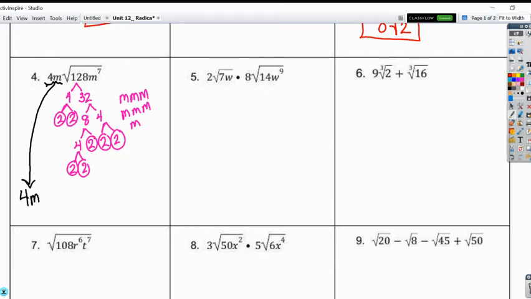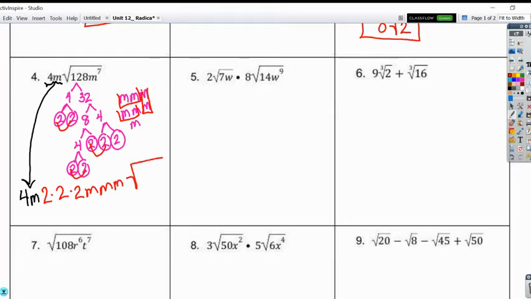And then you start looking for your groups. It's a square root with no index written, so we're looking for groups of 2. So a group of 2 gets written out front once, a group of 2 gets written out front once, and a group of 2 gets written out front once for my numbers. Also then, for my variables, a group of 2, a group of 2, and a group of 2.